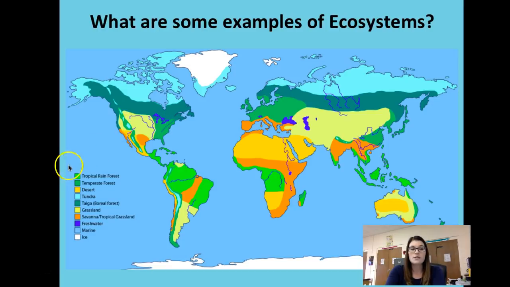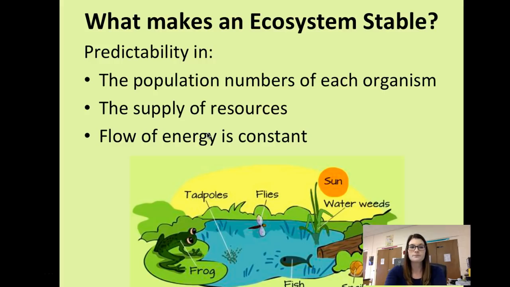So again, all of these down here are examples of different types of ecosystems. Even the water, the ocean versus fresh water, where you have the Great Lakes or different freshwater bodies of water like rivers and lakes and stuff. Different organisms live in the ocean versus the organisms that live in freshwater like lakes and streams. What makes an ecosystem stable? So you have to have three basic things in order for an ecosystem to survive.